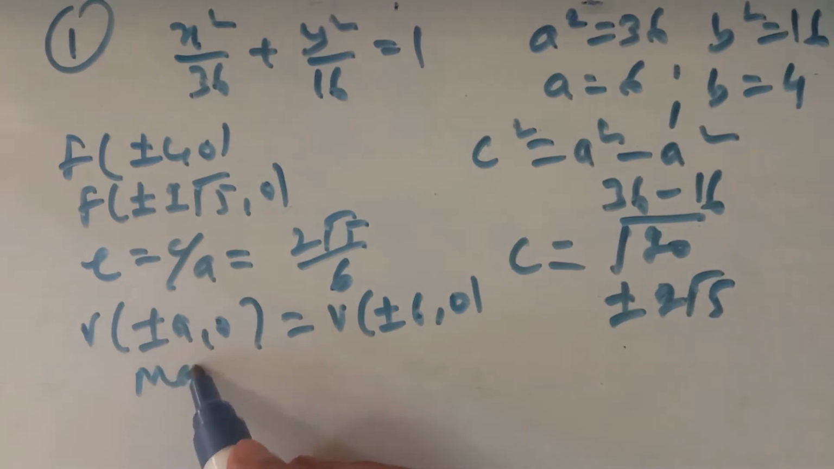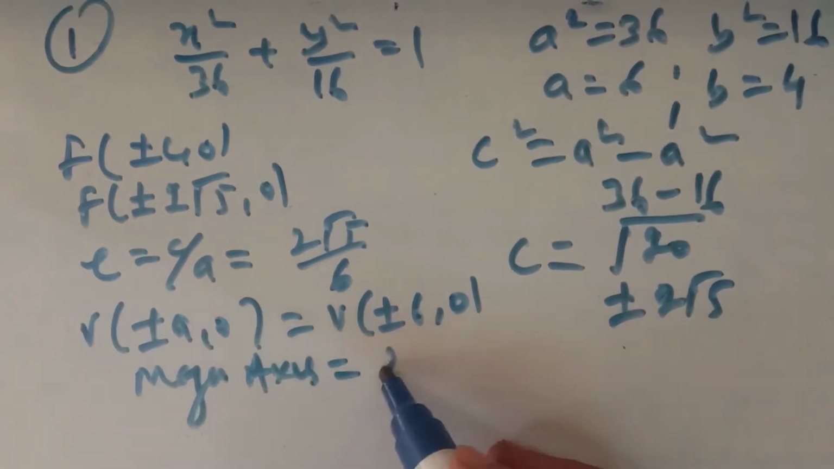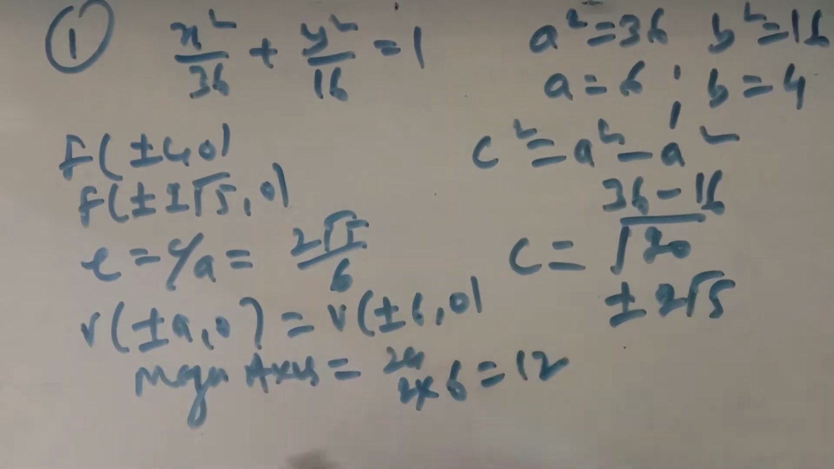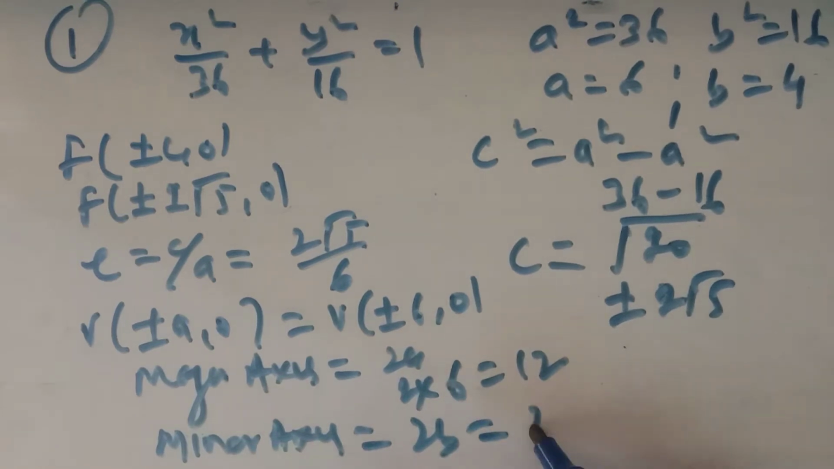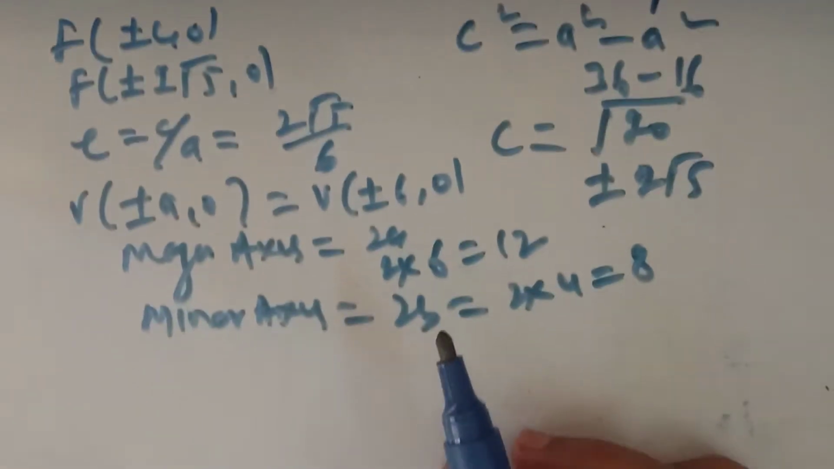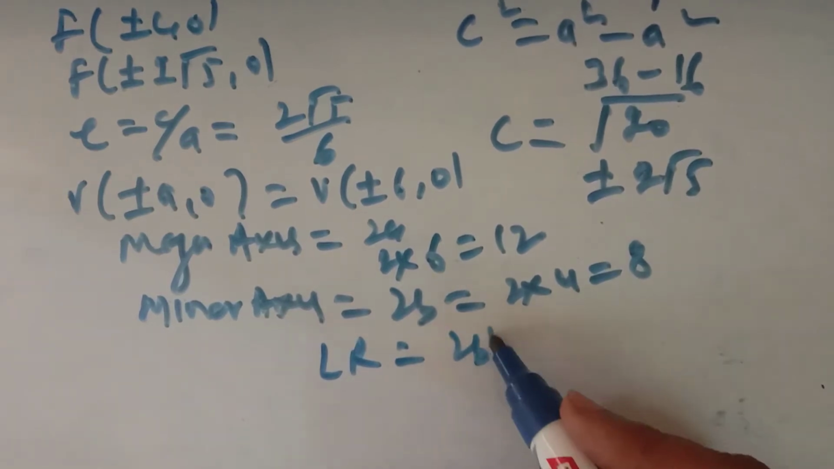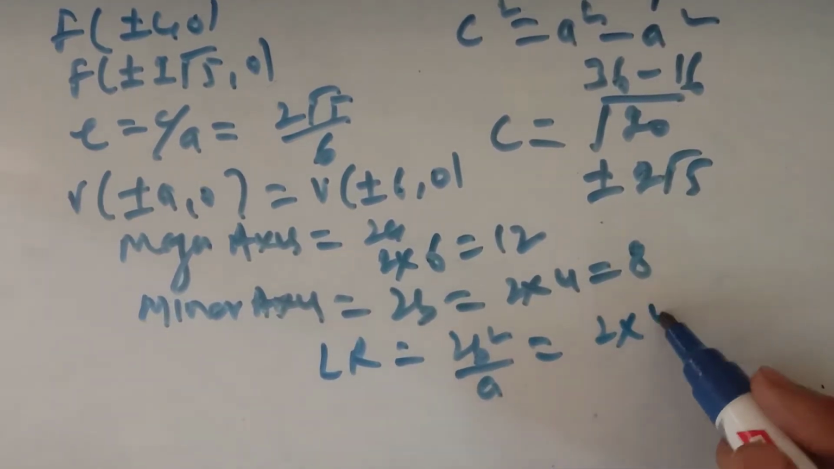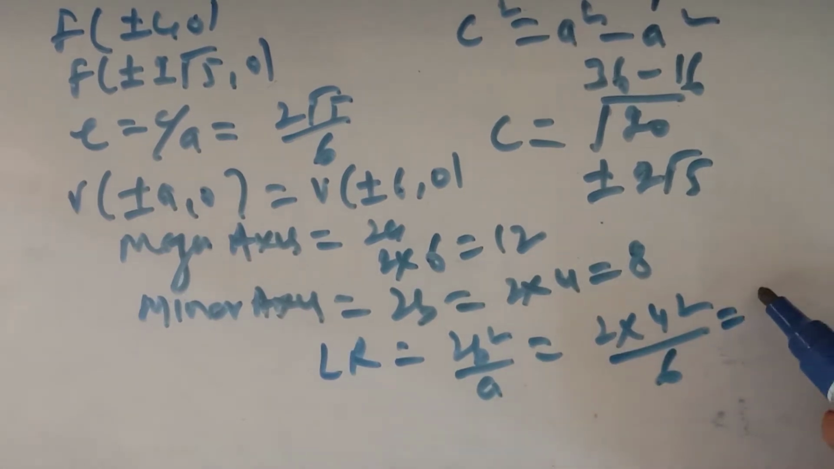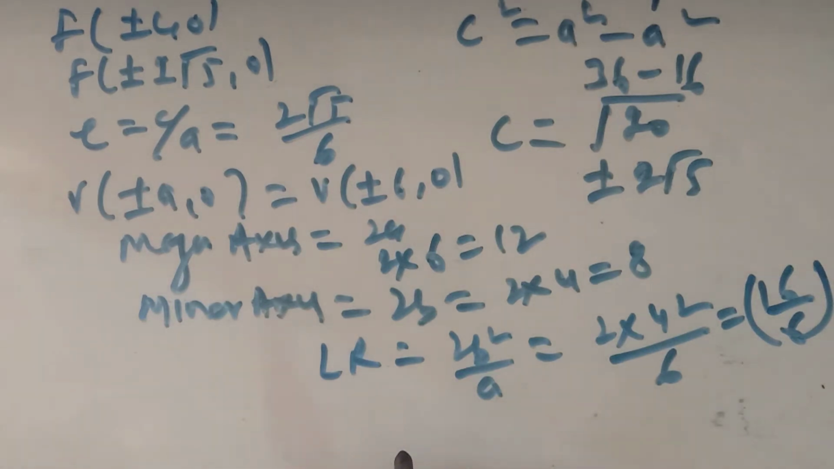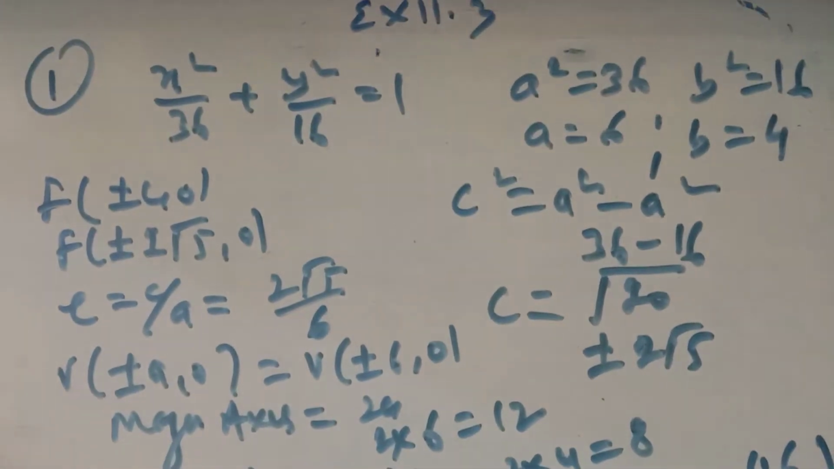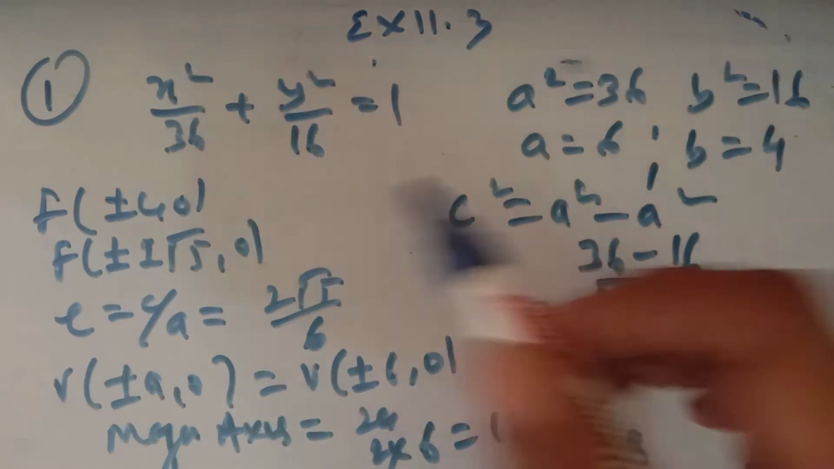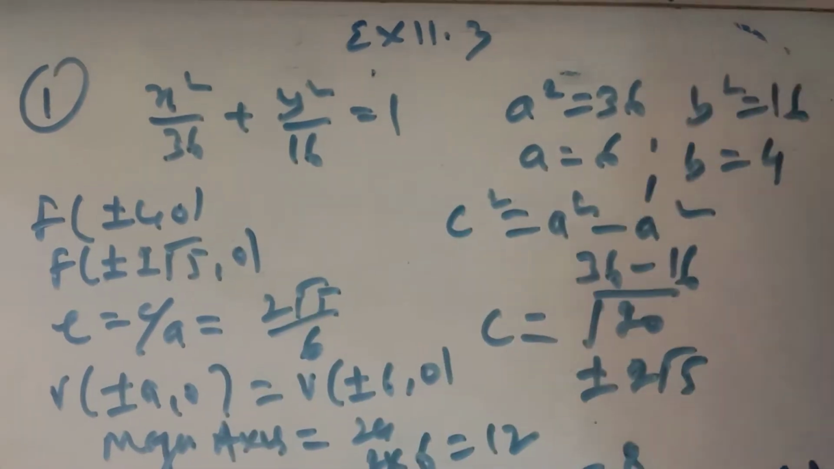The length of the major axis is 2a, that is 2 into 6, which is 12. The length of the minor axis is 2b, that is 2 into 4, which is 8. The latus rectum is 2b square upon a. Now b square is 16 and a is 6, so 2 into 16 upon 6 is the length of the latus rectum. So these are the things you have to find for questions 1 to 9. This is the first type of ellipse, the horizontal ellipse, with the greater value below the x square.